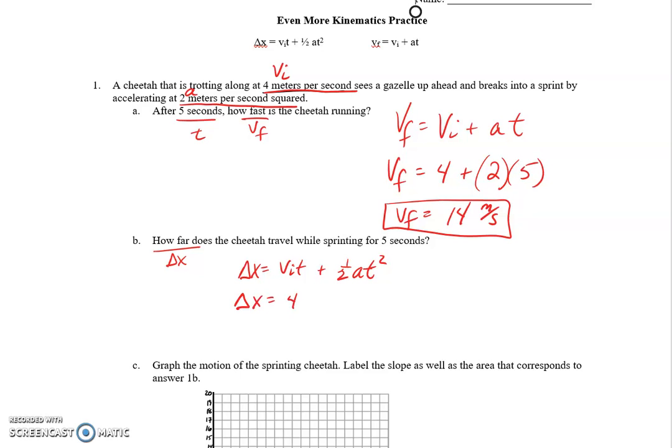So initial velocity was 4. It's running for 5 seconds. Acceleration is 2. And again, 5 seconds, it's squared. So simplify. 4 times 5 is 20. 5 squared is 25, and 1/2 and 2 cancel, so plus 25 gives us a displacement of 45 meters.